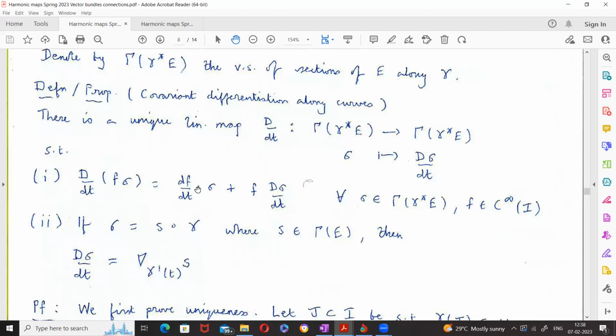And secondly, if sigma is a section along gamma, which is given by composing a section S of E with gamma, all right, then capital D sub dt of sigma is equal to nabla sub gamma prime t of S. Okay.